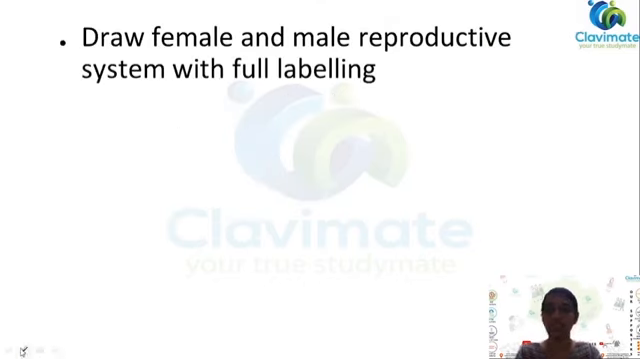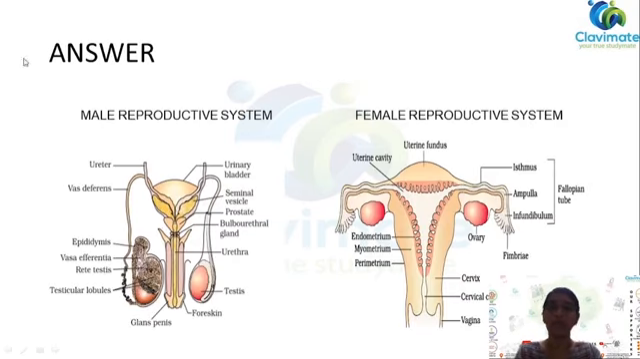So the first question is: you have to draw the male and female reproductive system with full labeling. Here is the diagram of the male and female reproductive system. The important part over here is the testis. Inside the testis we have testicular lobules, about 250 in number, and each lobule contains seminiferous tubules, which are the site for the synthesis of sperms.